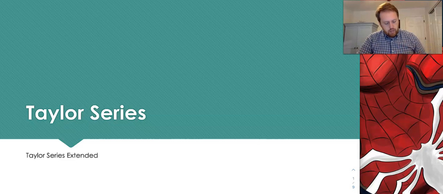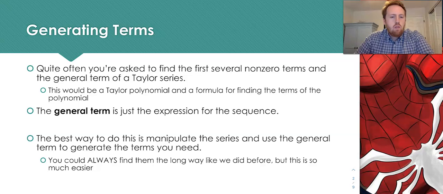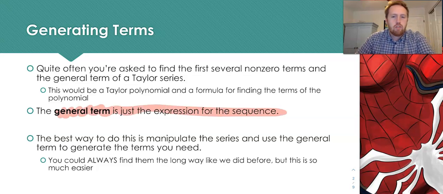Right, let's take a look at doing a little bit more with Taylor series. First thing is, a lot of times on the AP exam, they will ask you to generate terms. They'll say find the first 4 non-zero terms or something like that, and the general term of a Taylor series. The general term, don't be intimidated by it. This right here, just the expression for the sequence. So like with e to the x, it's x to the n over n factorial. That's the general term of e to the x.